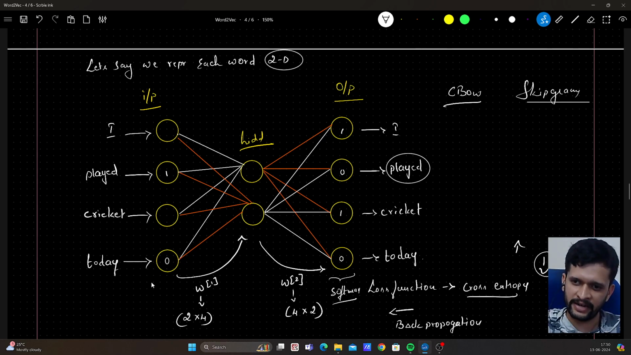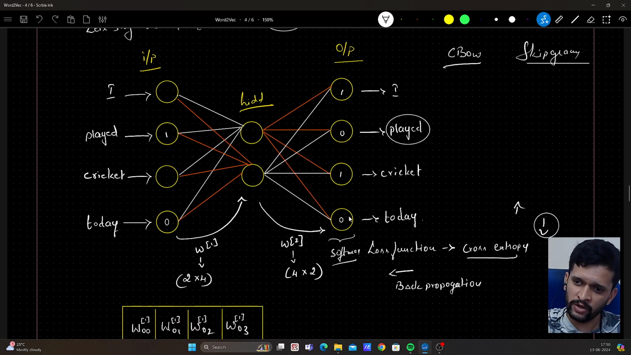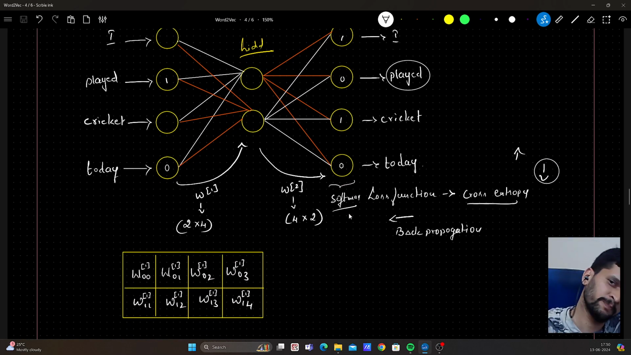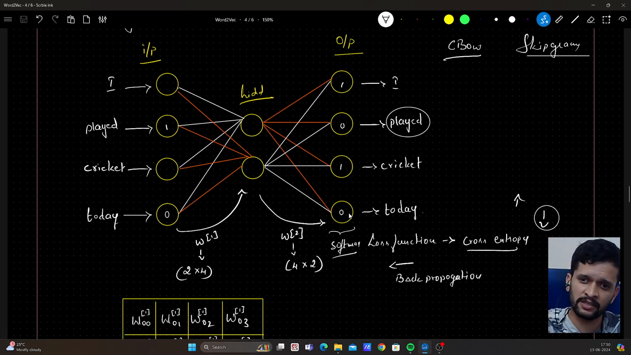So I'll again train my neural network by supplying played as input, and I'll train it until I get my correct output, I and cricket. While doing this, we will have multiple epochs, right? Multiple iterations forward and backward. So I will do multiple times forward propagation and the same number of times I will also do back propagation till I get the desired output. And while I am doing all these things, I am updating the weight matrix present at the first and also the second layer.